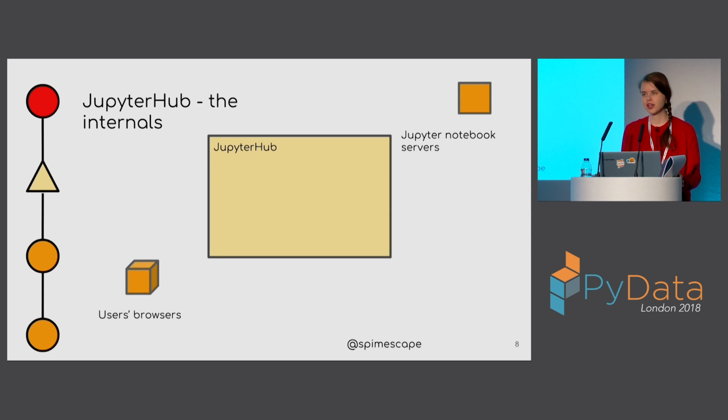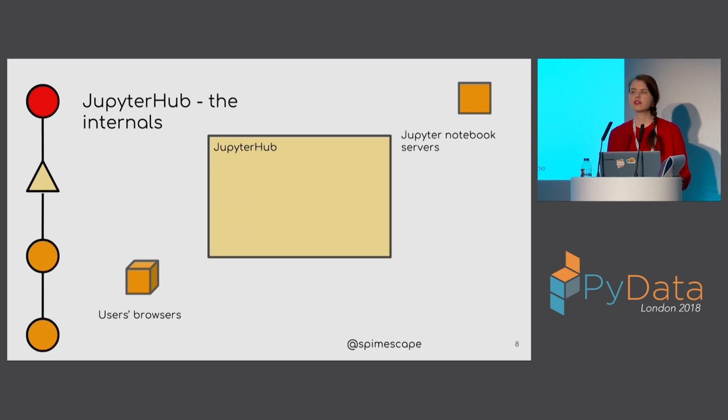So in this diagram, we have our two familiar components, the user's browser. So this is Chrome or Firefox, whatever you use to interact with your Jupyter notebook. And then we have the Jupyter notebook server. That's the actual backend that's listening to your commands, executing your code, and sending output back to your browser. So JupyterHub sits in between these two, and it listens to connections from users' browsers and then does some logic to make sure that everything works well.